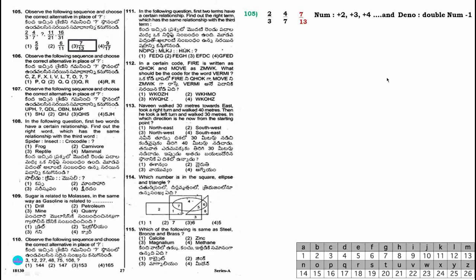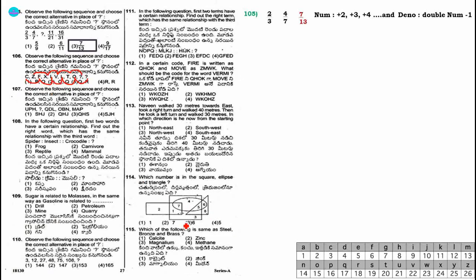Now question number 106. We have to see the sequence and place the correct alternative in the given question mark. So here first we will consider this as two pairs, okay? Like first we'll consider C to F, F to I, I to L, L to O, okay? Then we will get this question mark. Next Z to X, X to V, V to T. Then we'll get this question mark. From here we'll get this question mark.